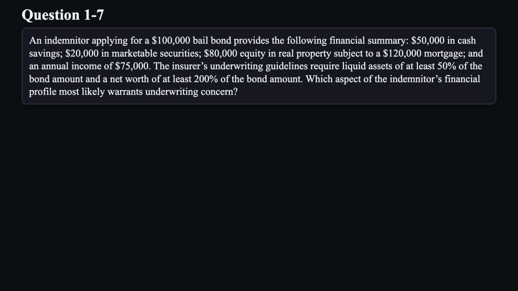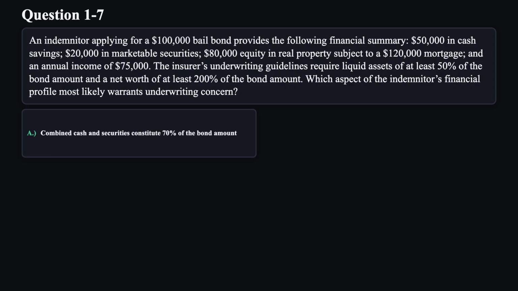Question 7. An indemnitor applying for a $100,000 bail bond provides the following financial summary: $50,000 in cash savings, $20,000 in marketable securities, $80,000 equity in real property, subject to a $120,000 mortgage, and an annual income of $75,000. The insurer's underwriting guidelines require liquid assets of at least 50% of the bond amount and a net worth of at least 200% of the bond amount. Which aspect of the indemnitor's financial profile most likely warrants underwriting concern?